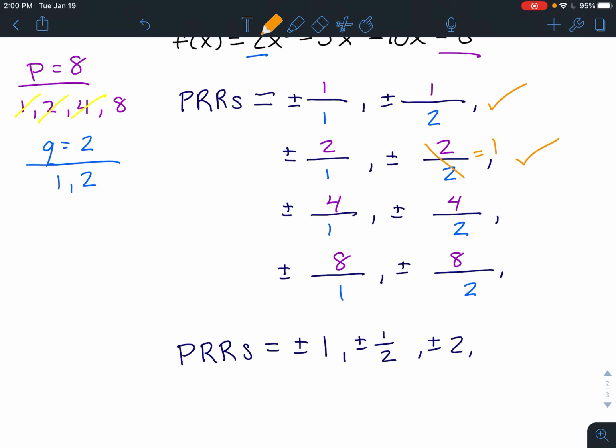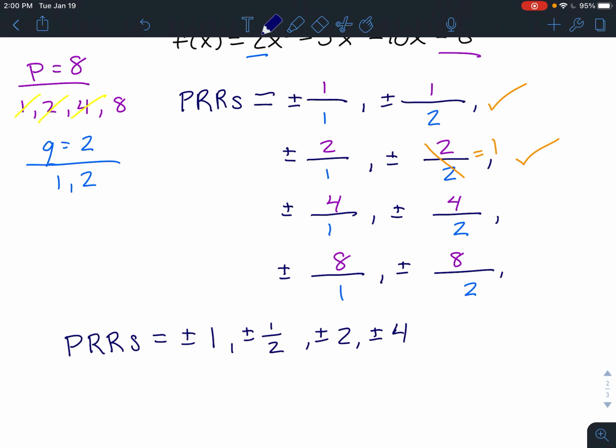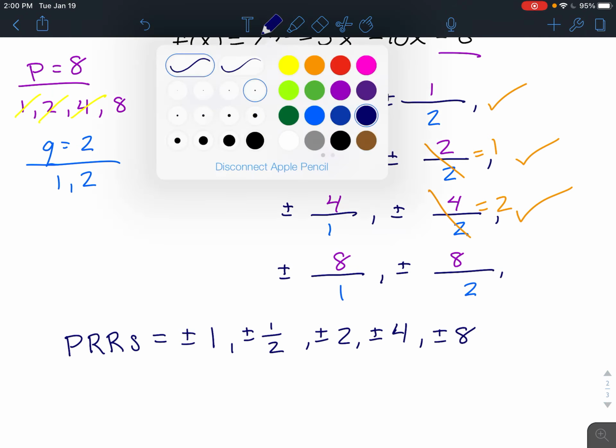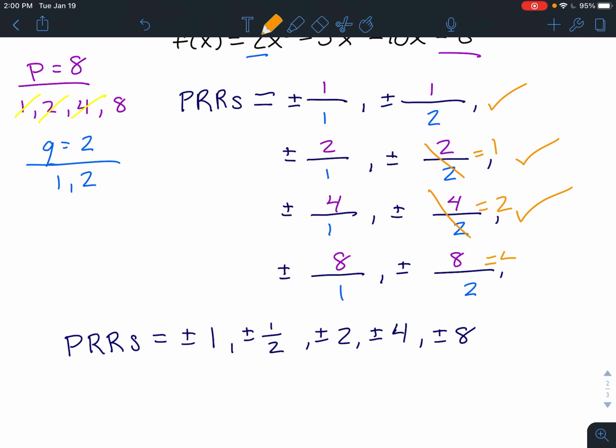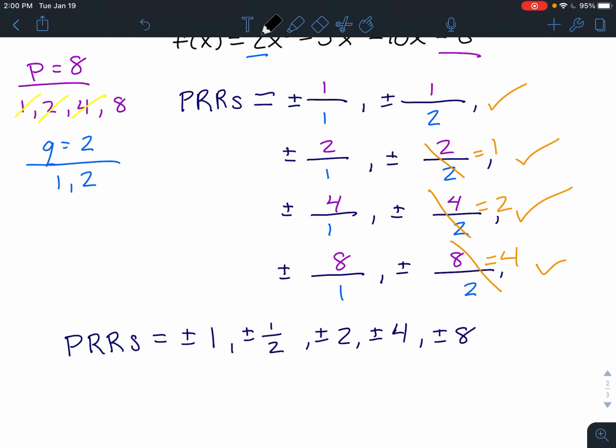So then I'm going to get 4 over 1, which is 4. I'm going to move this list over, give myself a little bit more space. And then 4 over 2, right, that's equal to 2, and I've already listed that, so that's also a duplicate. I'm done with this row. And then 8 over 1 is 8, and 8 over 2 is 4, so that's another duplicate, so I don't need to write that again. So these are all of my possible rational roots.